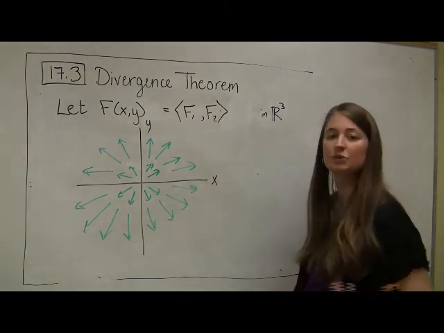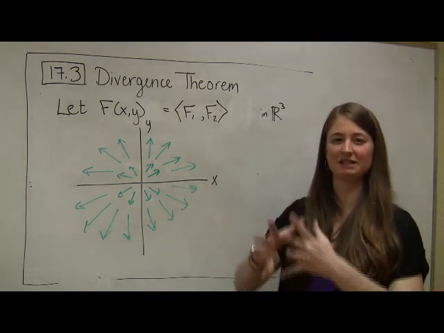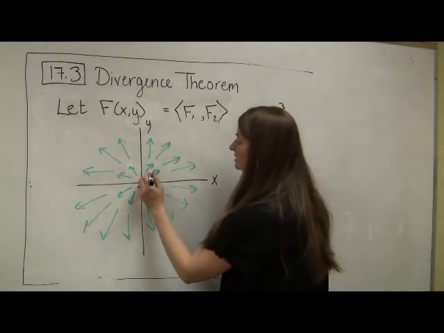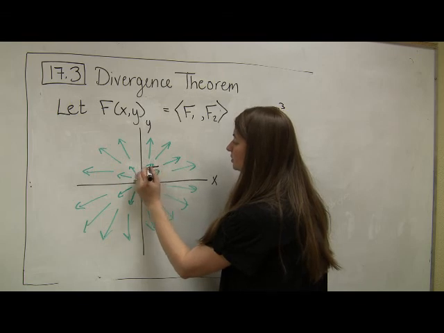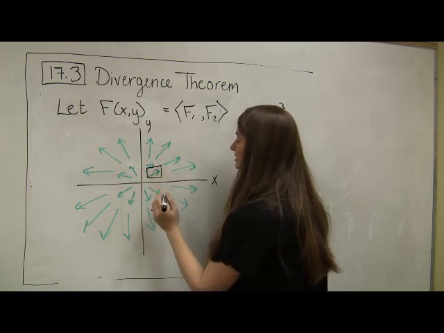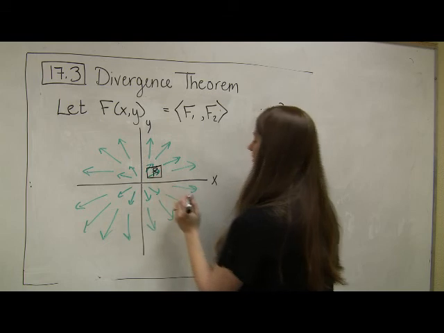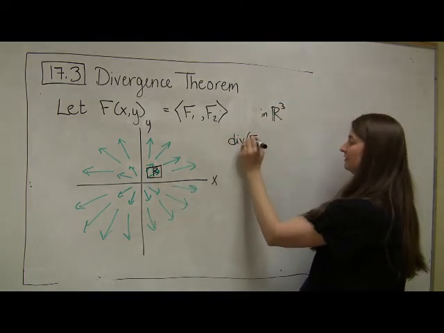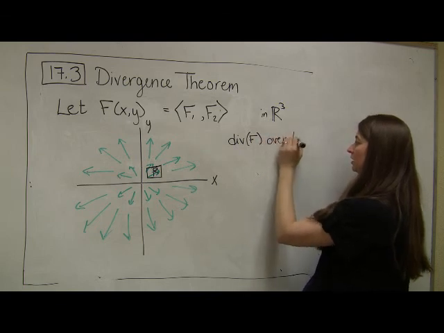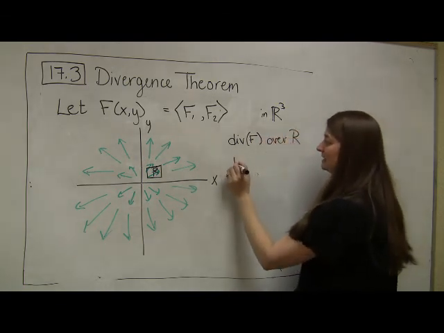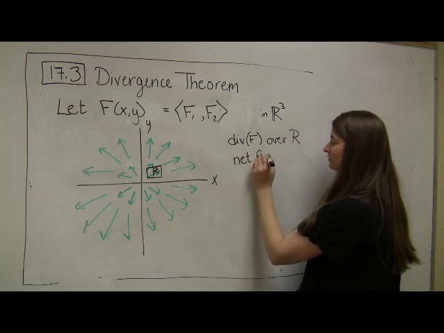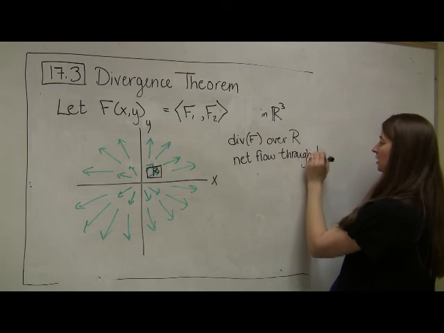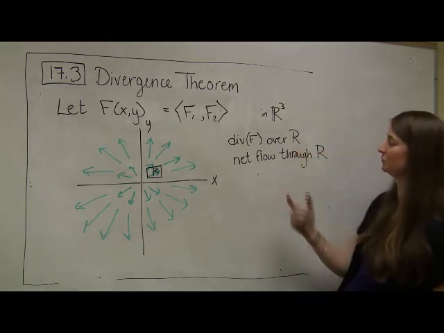So colloquially, what does it mean to diverge? It means to go apart. And what divergence measures is the net flow through a particular region. So let's say that this is my region R. And I want to know what is the divergence of F over R. It's given by the net flow through R. R is for rectangle, maybe it's for region.